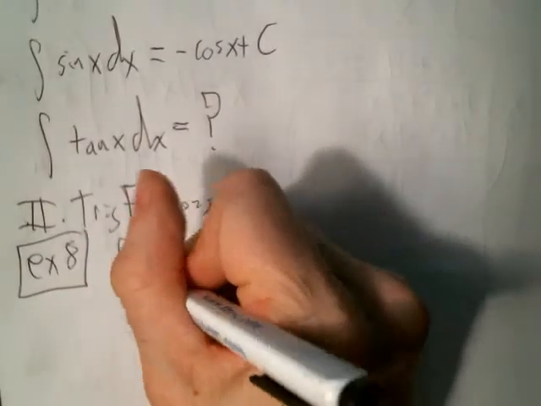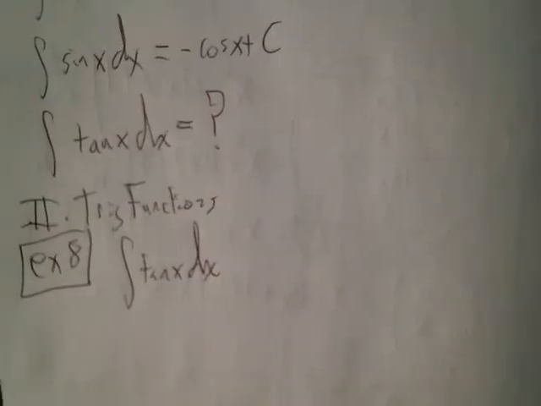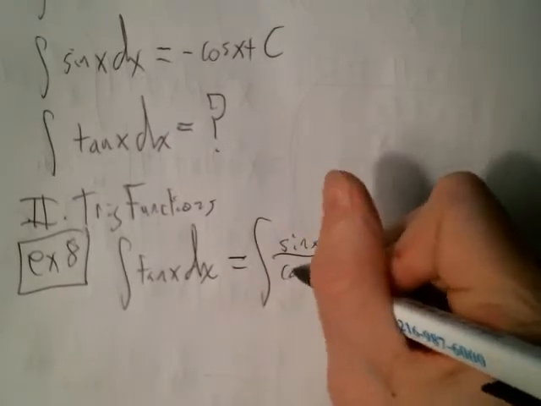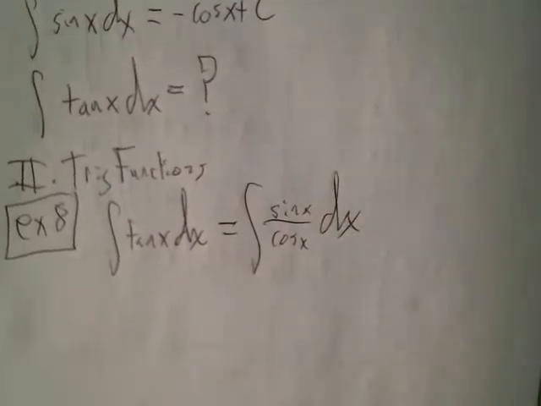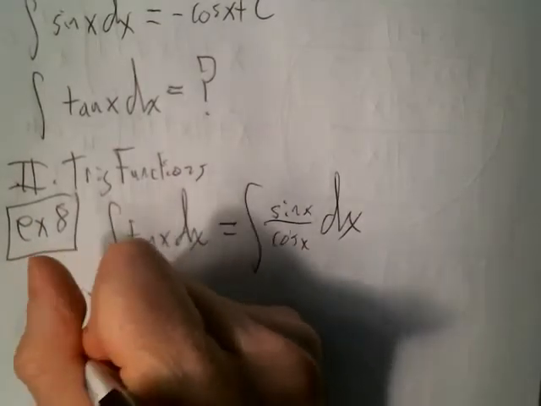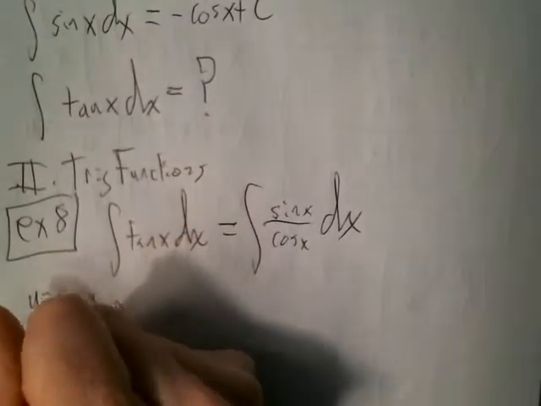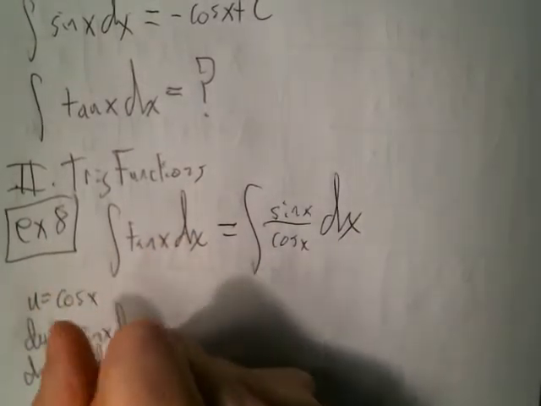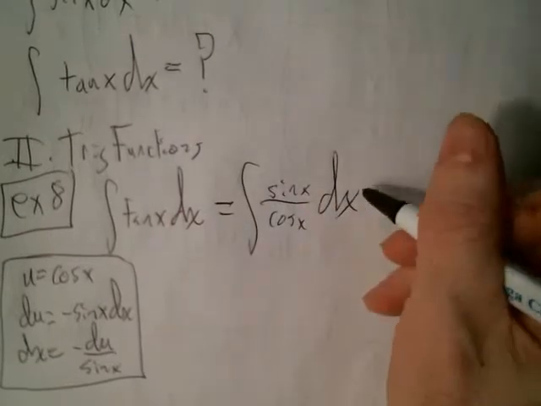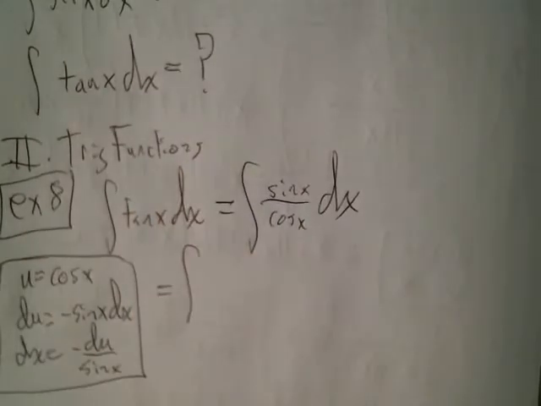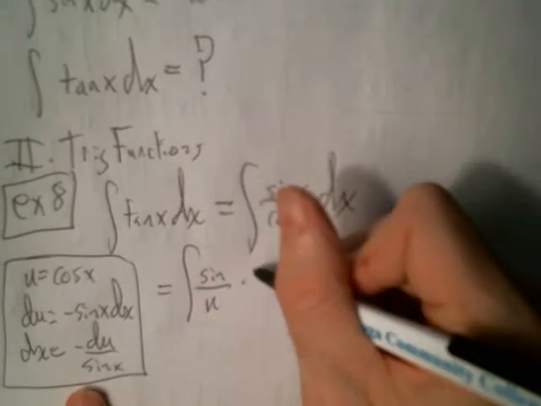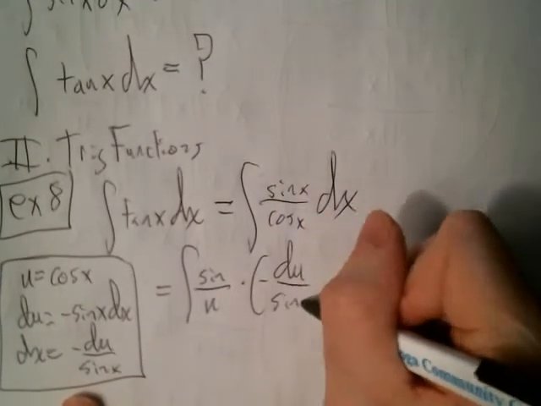We have the integral of tan x dx. And how are we going to do this? Well, we're going to translate tan into sine x over cosine x, and then do a u sub. Okay? So I'm going to let u equal cosine x, the denominator. And so du will be negative sine x dx. In other words, dx is negative du over sine x. So I do my substitutions, right? So the integral of sine over cosine now becomes the integral of sine all over u times dx, which is now negative du over sine x.